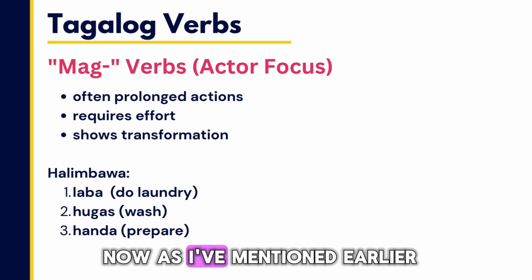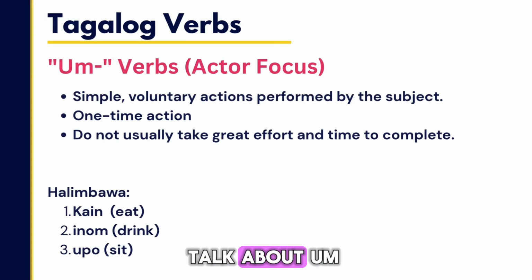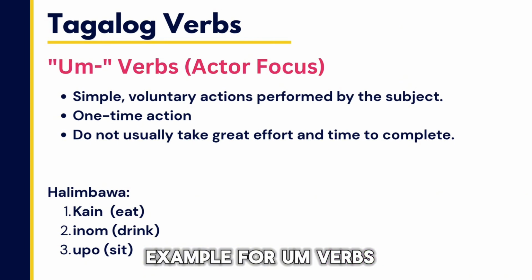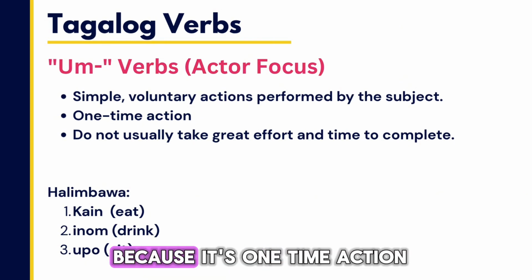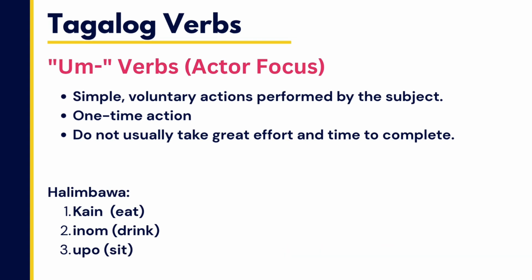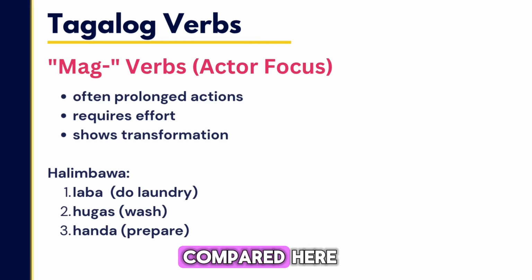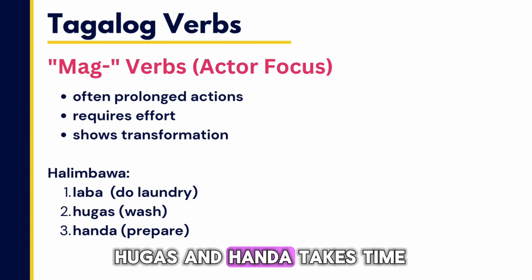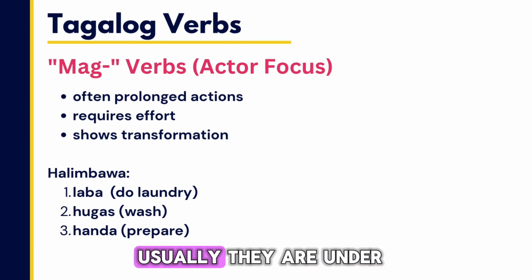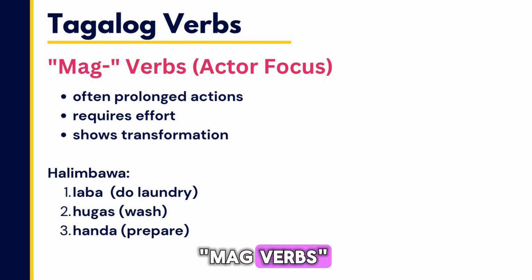Now, as I've mentioned earlier, we're going to talk about um verbs. For example, we have here kain. So we say it's an um verb. Why? Because it's like a one time action. It doesn't take time to eat. It doesn't take great effort to eat, to drink, to sit down. Compared here, as I've mentioned earlier, laba, hugas, and handa take time, take effort. Usually they are under mag verbs.